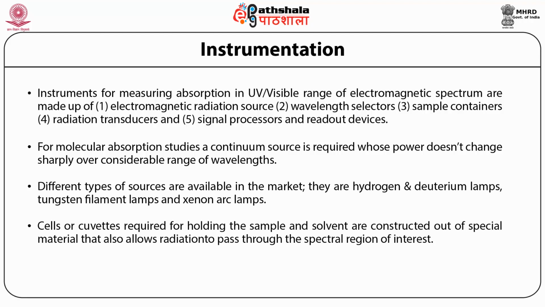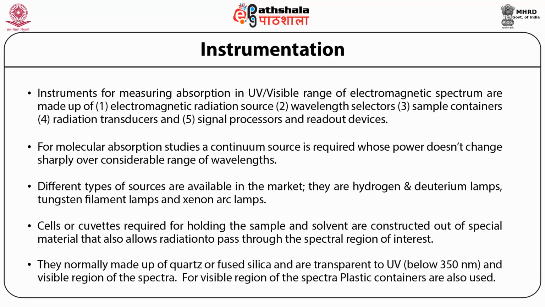Cells or cuvettes required for holding the sample and solvent are constructed out of special material that also allows radiation to pass through the spectral region of interest. They are normally made of quartz or fused silica and are transparent to UV, that is below 350 nanometer, and the visible region of the spectra. For the visible region of the spectra, plastic containers can also be used.